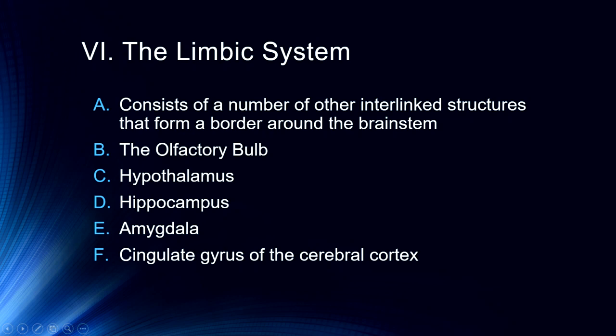The hypothalamus is an important part of the command and control structure for our hormones, as well as part of the feelings of reward. So it's tied in along with memory as well as our emotions. And then finally, the cingulate gyrus of the cerebral cortex. Lots of involvement in spatial processing, memory, and other areas that we'll visit throughout the semester.